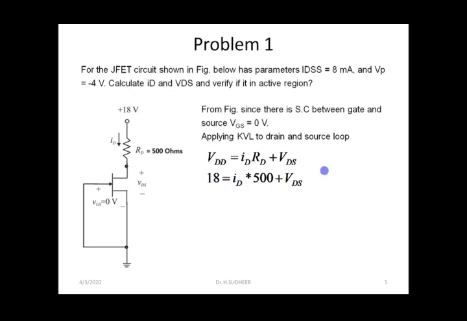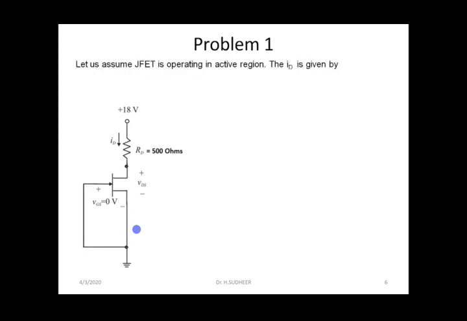We can reframe this equation and write ID is equal to 18 minus VDS by 500. We can once again simplify this equation. So this is the first equation which we got in terms of the circuit equation. The second equation we'll write based upon the characteristics. That means let us assume the JFET is operating in active region, that means VDS is greater than VGS minus VP.